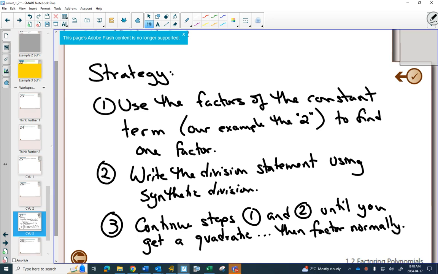Redo steps 1 and 2 until you get a quadratic equation. So sometimes you're going to start with an x to the 4 function. And if you find one factor, your division statement will have your factor and an x cubed. And then you have to redo process 1 and 2 with your x cubed function. Find another factor that works. Rewrite your division statement until you get a quadratic equation.